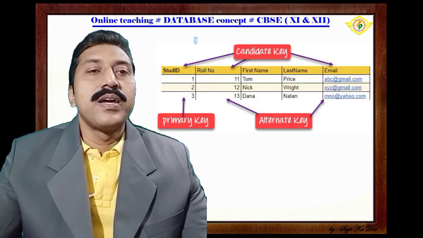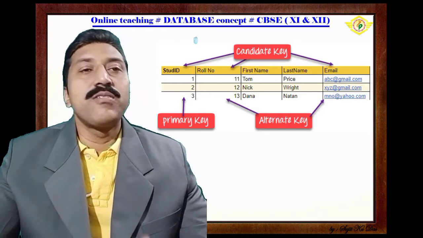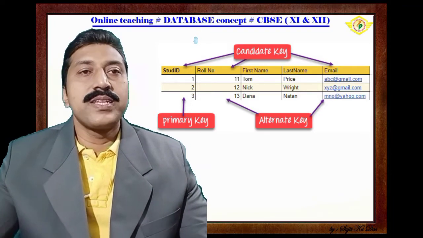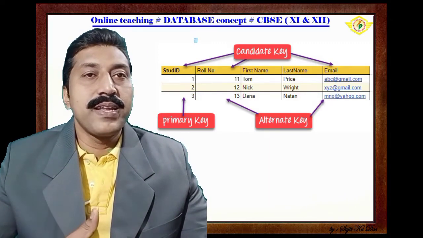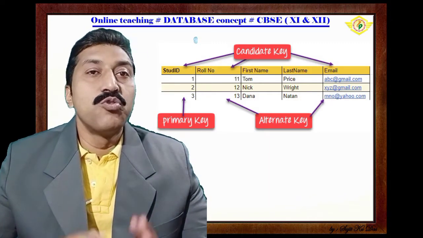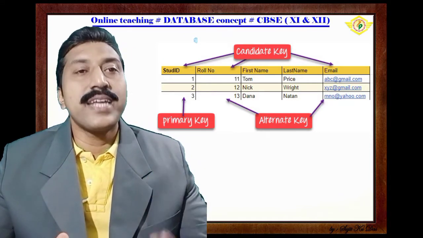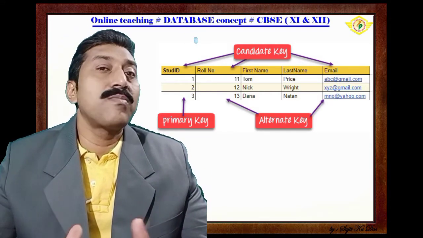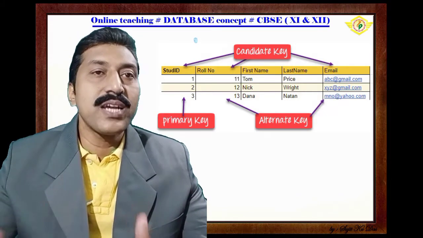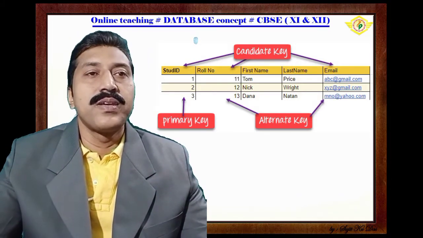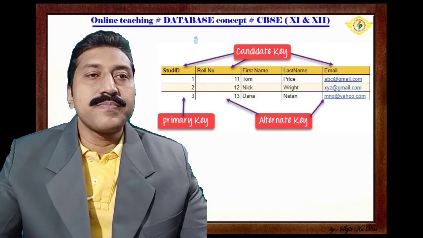Okay. And the foreign key also we have discussed. Once again I am telling, a non-key attribute whose value is derived from the primary key of another table. In other words, the primary key of some other table having a relationship with the current or original table is called the foreign key.